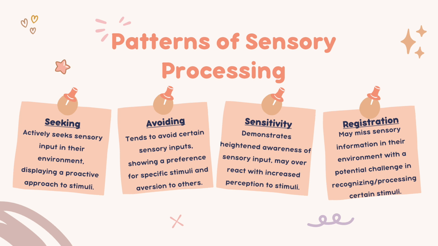The last sensory processing type is registration. So these are the kiddos who may just totally miss sensory input in their environment. For example, you might be calling their name and they might totally miss what you're saying, or you give instructions, they don't hear it. They might hang out in kind of the back of the class. You might notice things like that. So in the following slides, we're going to go more in depth on each of these subtypes.